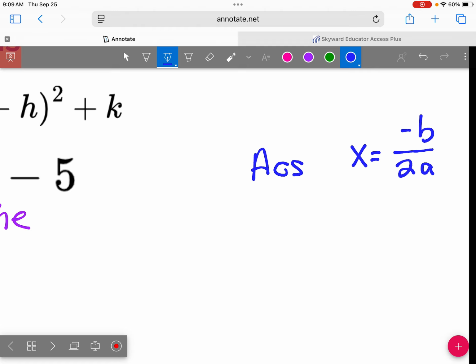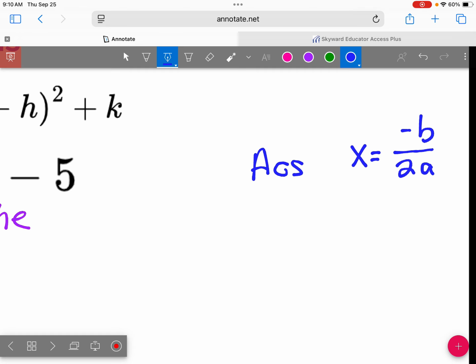That gives us the x value of our vertex. If I know the x value of my vertex and I find the y value of my vertex, I can make vertex form. So completing the square absolutely works. It is the hard way, but it works.